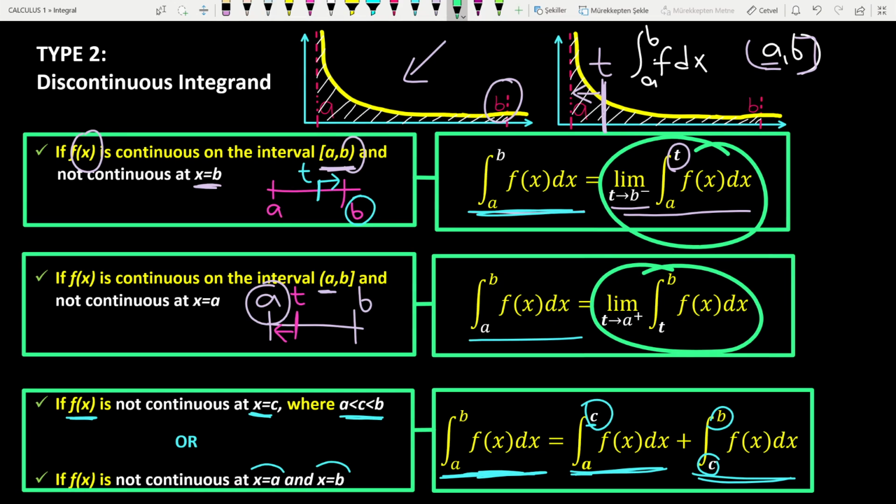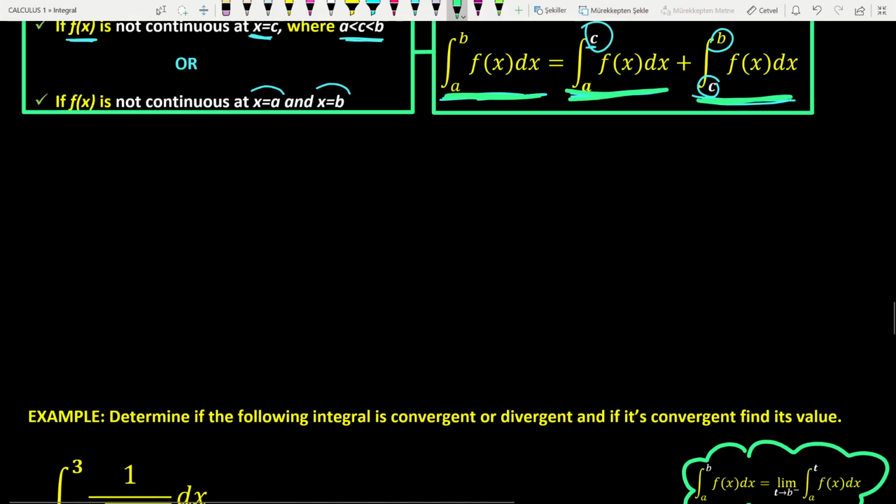If these limits are convergent, in other words, if the answer of these limits is a number, in this case you say that the given improper integral is also convergent. If one of them is divergent, look at the third case, then the given improper integral is also divergent. If the answer of this limit is infinity or minus infinity, in this case the given improper integral is called divergent. Okay? So let's try to understand this concept by some examples.